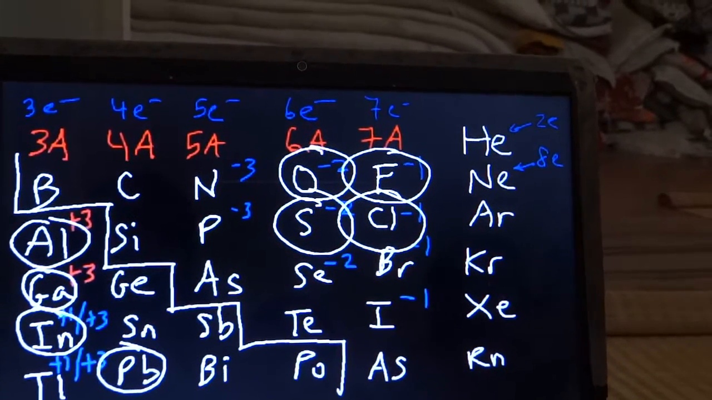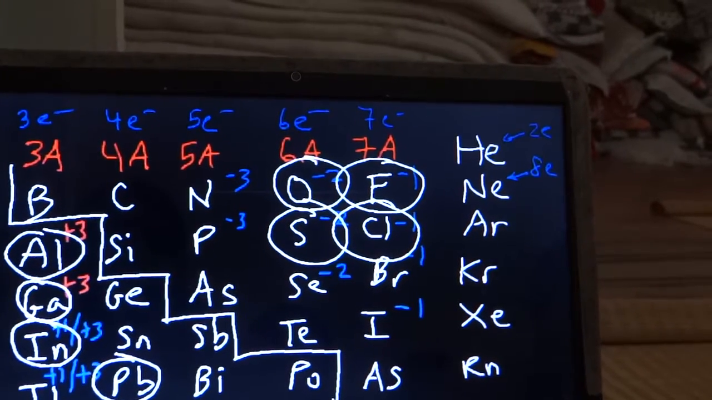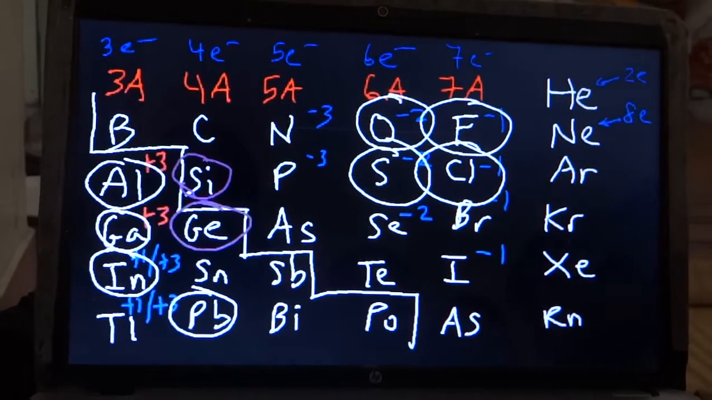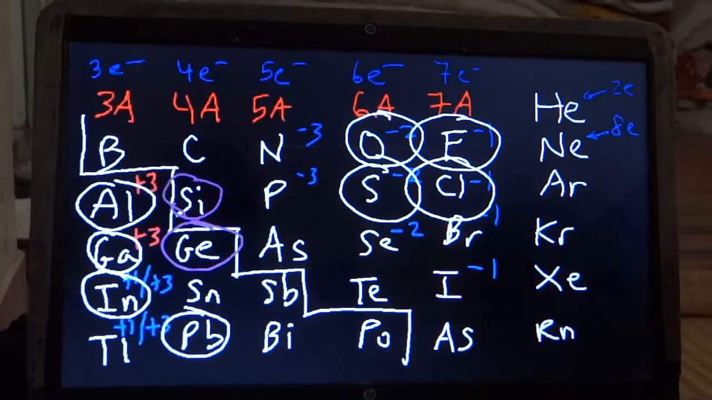And then in between you have the metalloids. The most common metalloids that you'll see in chemistry are silicon and germanium. Those are the most common metalloids that can be tested on. These are called metalloids.